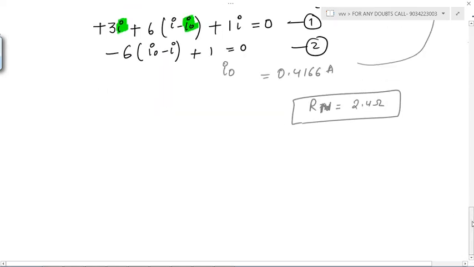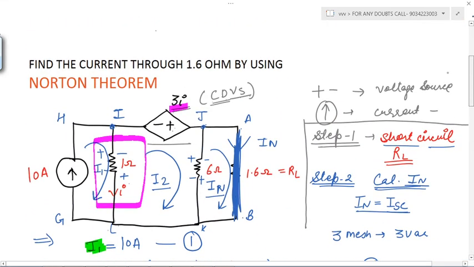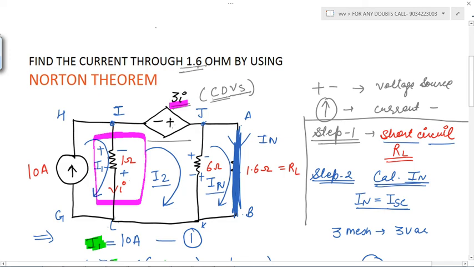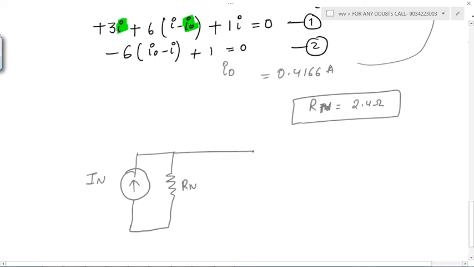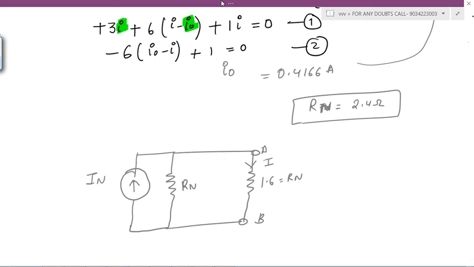Now what we need to calculate, see the question. They have asked to find the current through 1.6 ohm, meaning RL is equal to 1.6 ohm, right? So we have to draw the final circuit with what we have calculated. The current is denoted by IN, and the Norton resistance that we calculated is connected in parallel with the current source. Here the A and B terminals are where we remove the load resistance RL, that is 1.6 ohm, right? From this we need to calculate the current I.